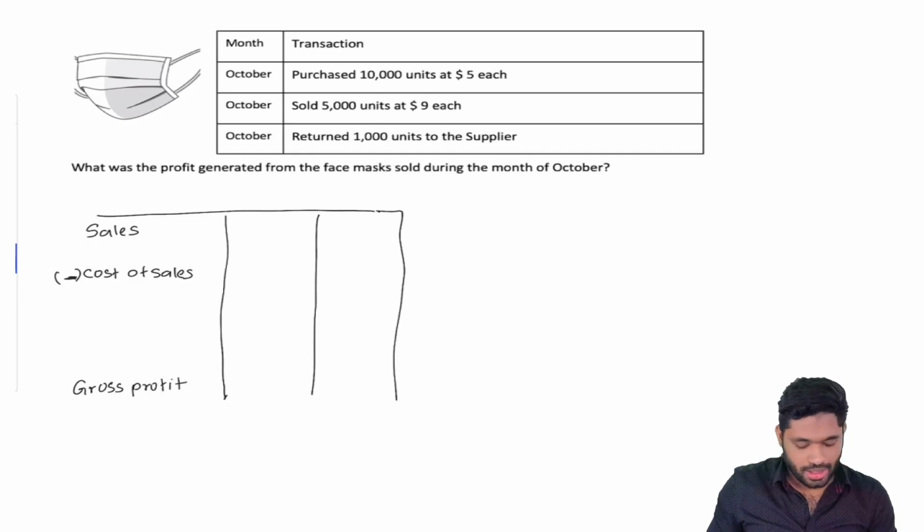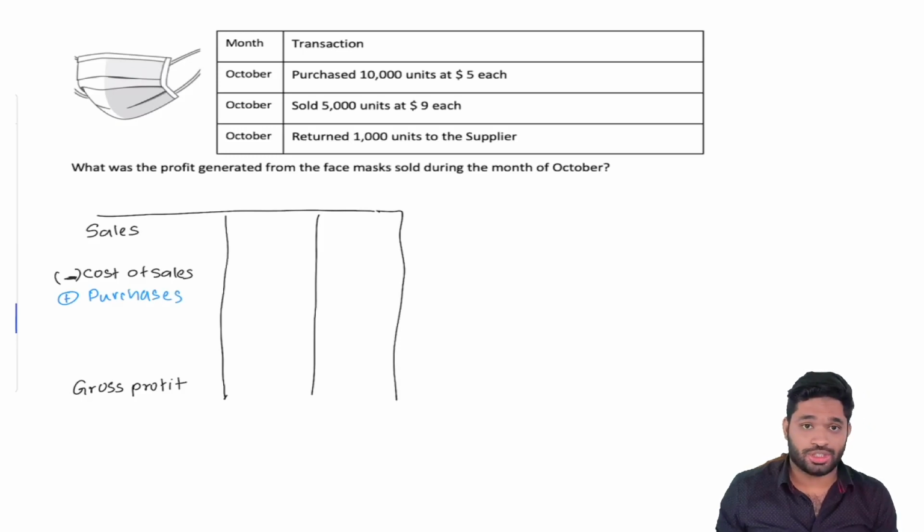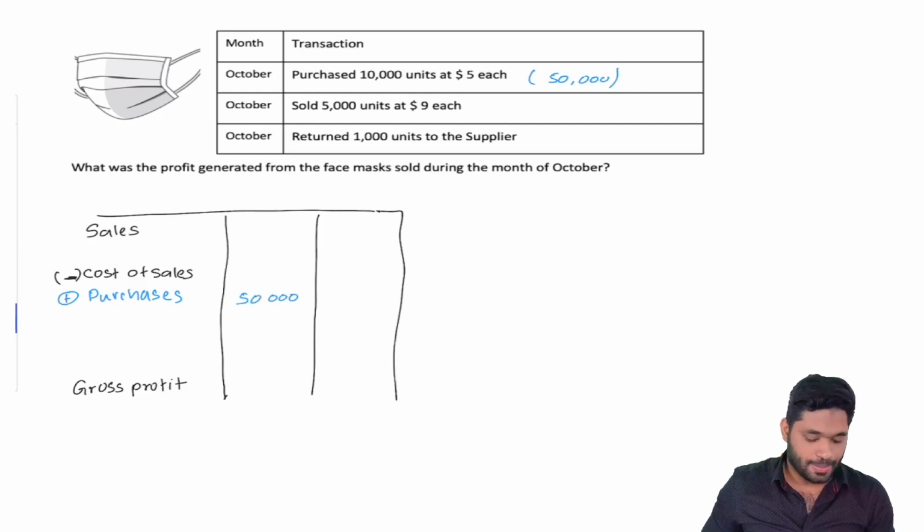Now you purchase 10,000 units at $5 each. So when you purchase goods, the cost of your goods will increase because you are getting more goods. So under cost of sales, you will add your purchases, right? So you purchase 10,000 units at $5 each. So the value of this is going to be $50,000. So your purchases will be 50,000.